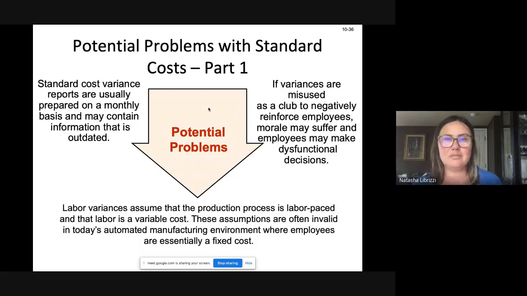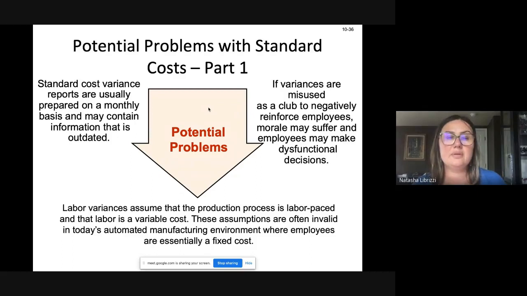This is no longer relevant or no longer applies going forward. If variances are misused as a club of negativity, employees' morale may suffer. So you cannot say, okay, got to do 1.2 per hour, 1.2 per hour. You're not meeting your goals. You're not meeting your goals. That could be a problem.